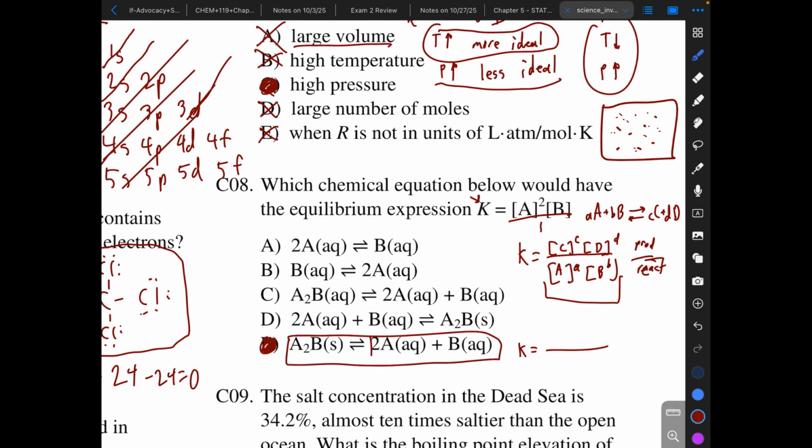So the numerator is the products. The two products we have are A and B. A has a coefficient of 2, so you will have the exponent 2 on A. And the denominator is the reactants, but the only reactant is a solid, so we basically will not have any reactants. We can just divide by 1. That's how we would get A squared times B for our equilibrium expression. So the answer to number 8 would be E.